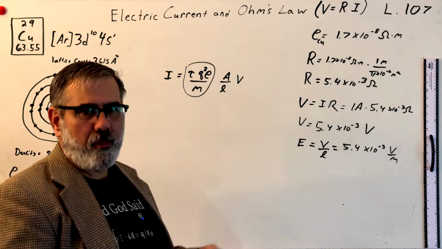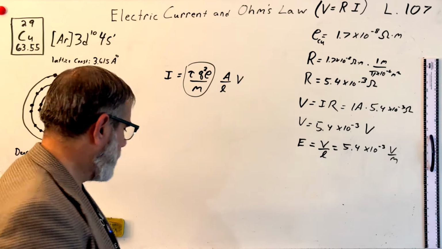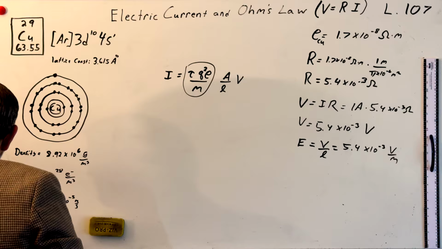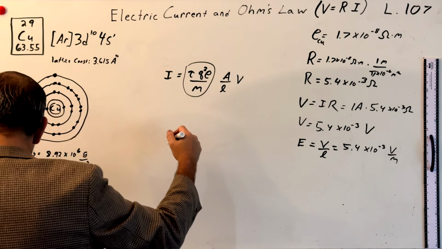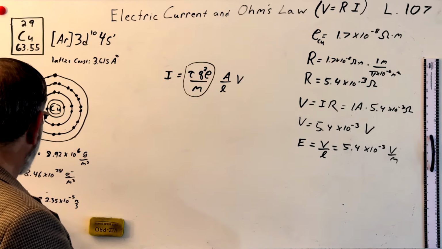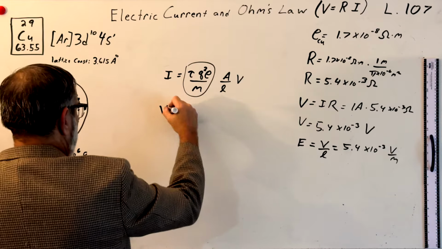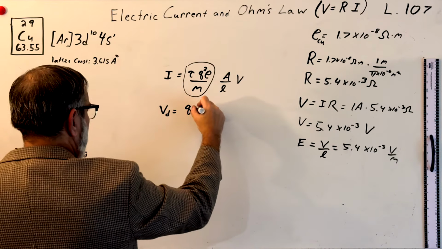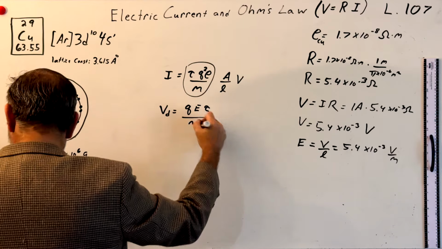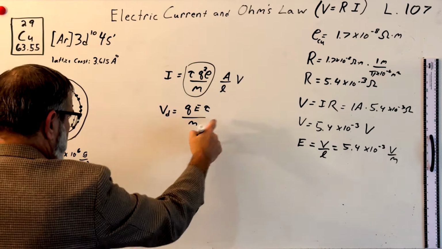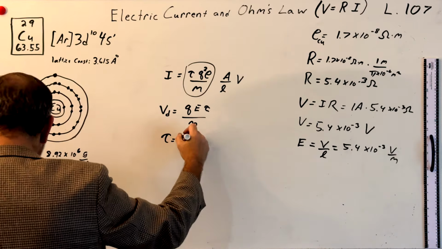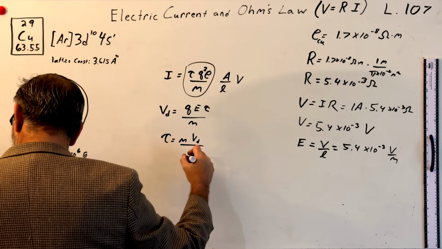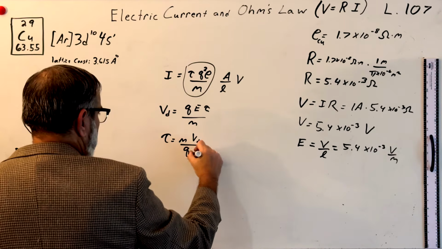Let's try and estimate what the time between interactions is, okay? The tau that we had up here, right? So if we use, do I have it written here? The drift velocity is equal to QE times tau divided by m. Then I can see that tau is going to be equal to m times the drift velocity divided by Q times E.